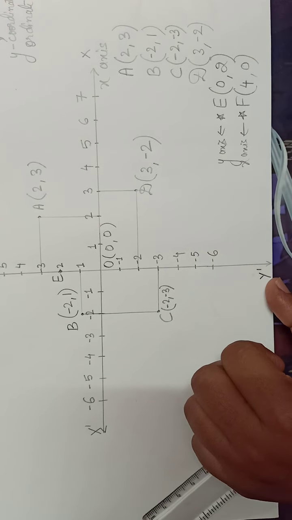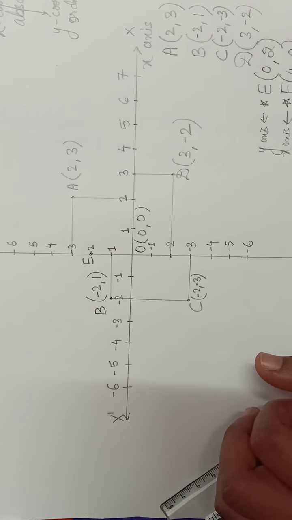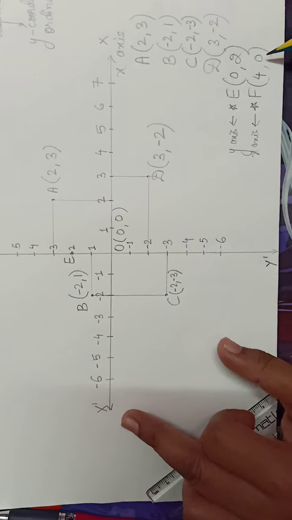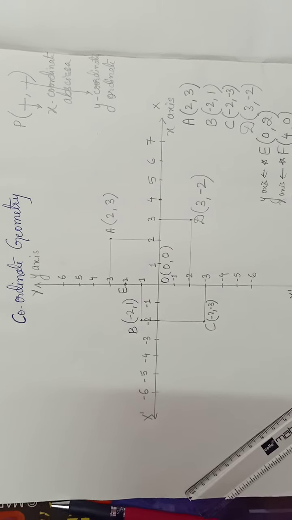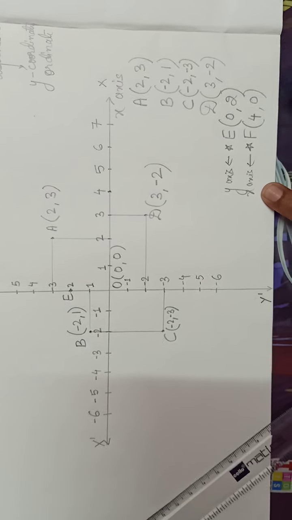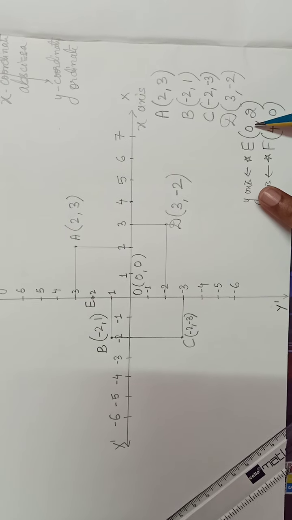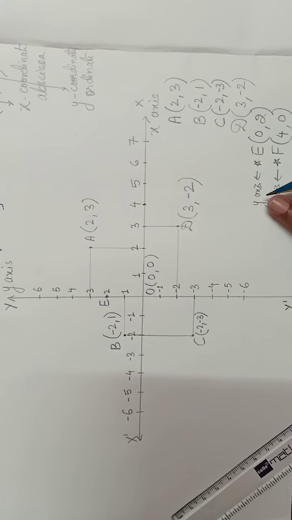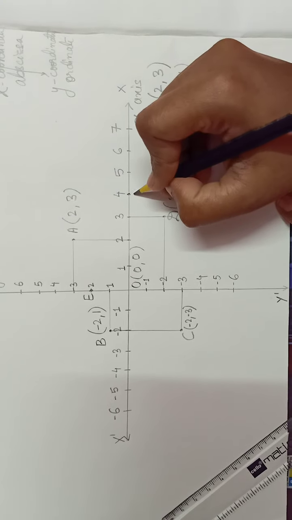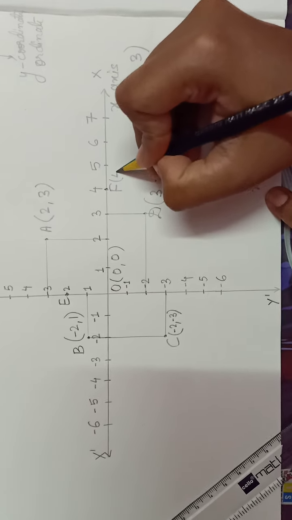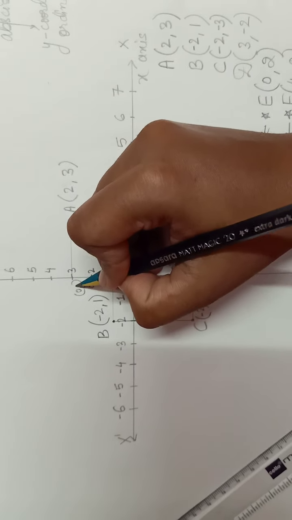Okay, and if this is another example, F (4, 0), then I have to search 4 on the x-axis and 0 on the y-axis. So you can see, students, the point lies on the x-axis. So as I told, the point whose y-coordinate is 0 lies on the x-axis, and the point whose x-coordinate is 0 lies on the y-axis. Okay? This is our point F, which is (4, 0), and this was point E, which was (0, 2).